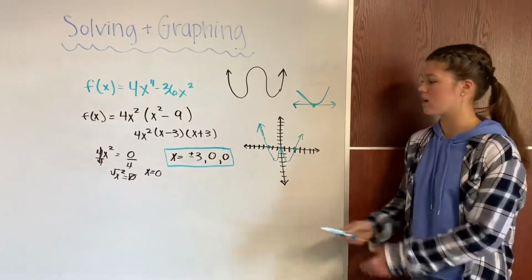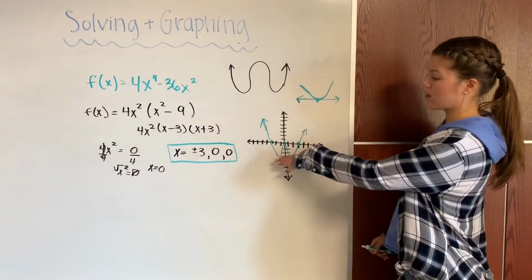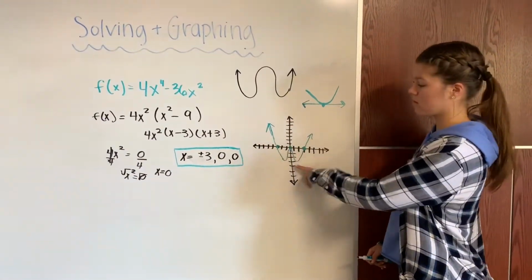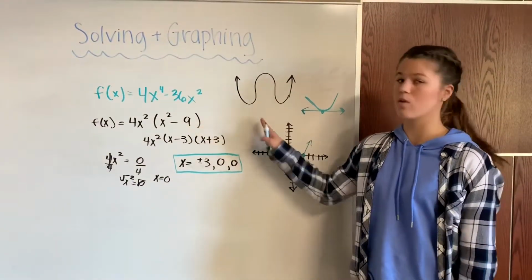So it's important to know that if you have even multiplicity, your graph will not go through that point. It'll sort of bounce off of it. And if you have odd multiplicity, your graph will go through that point.